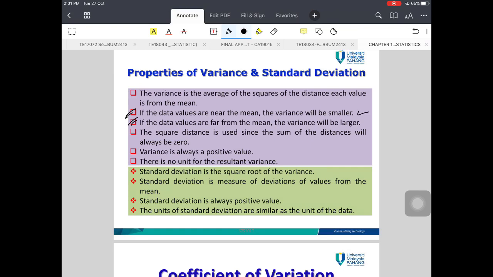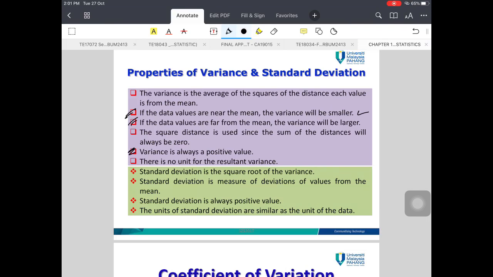Alright. Okay, the squared distance is used since the sum of the distances will always be 0. Variance is always a positive value. This one we have to take note. Some of the students previously, when they calculated variance, I don't know how they got a negative value. So do take note. You have to make sure your variance value must be positive.